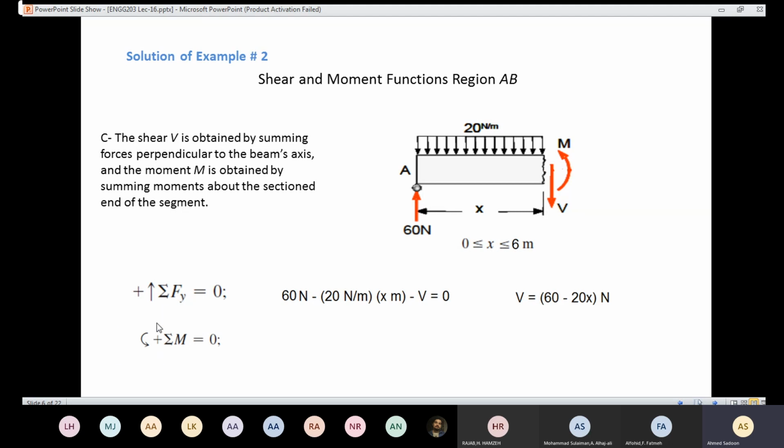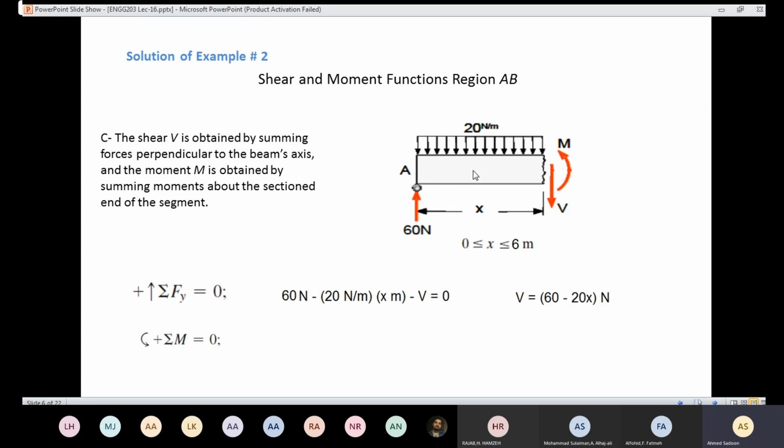Remember the sign convention here. Any force that causes a moment counterclockwise is going to be positive. Then if I take the moment here, I'm going to have M, which is positive. I'm going to have 60 newtons times x, which is negative. Here I have the rectangular distributed loading. Again, I need to convert it to a single resultant force by multiplying by the base, which is x.